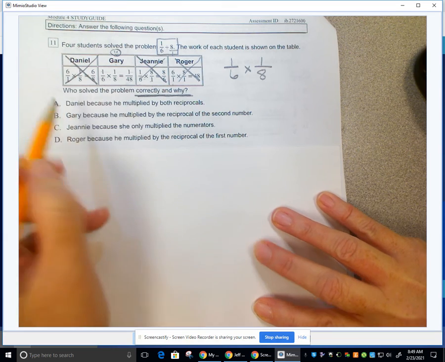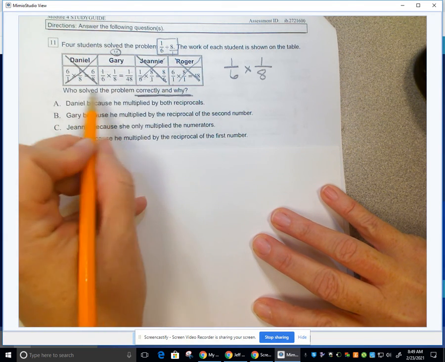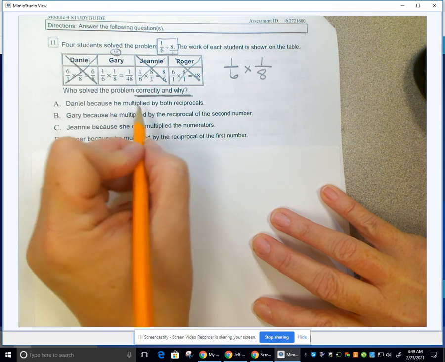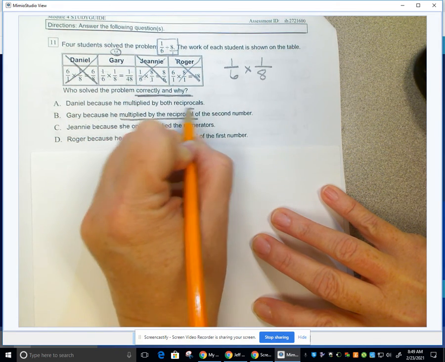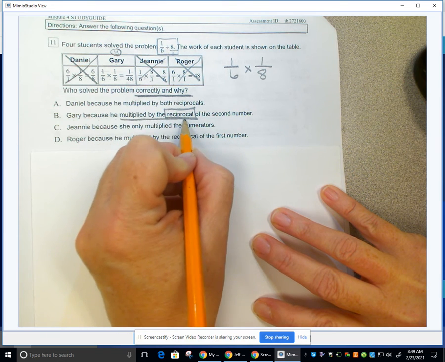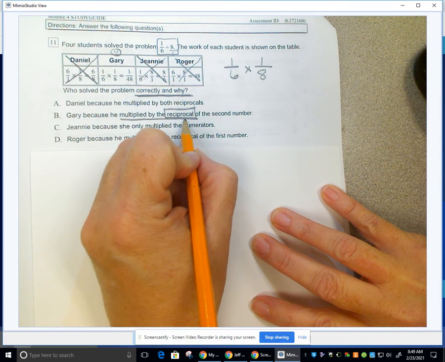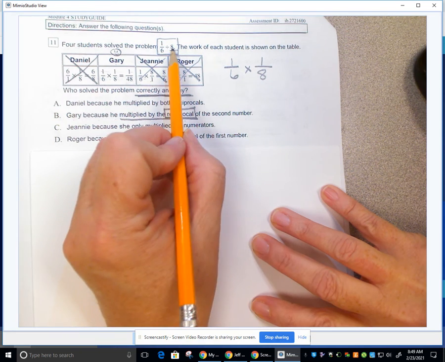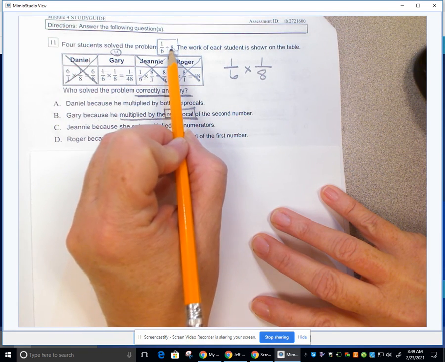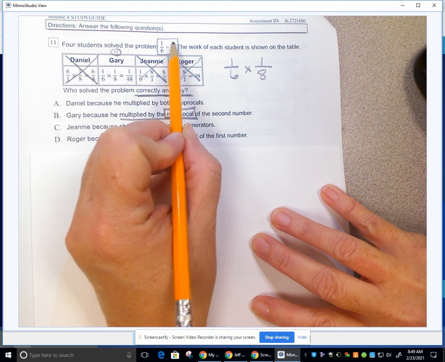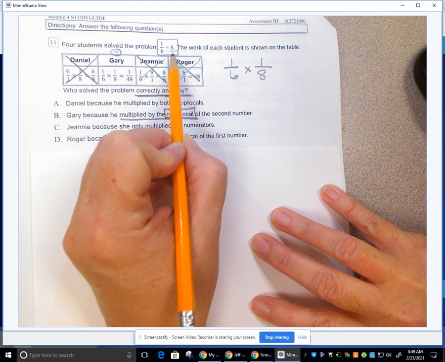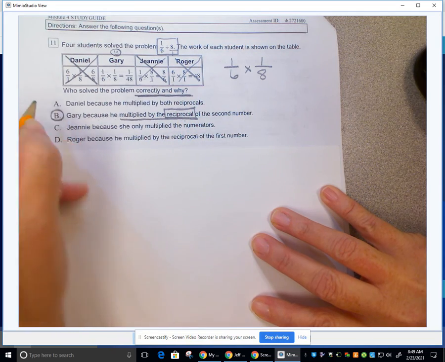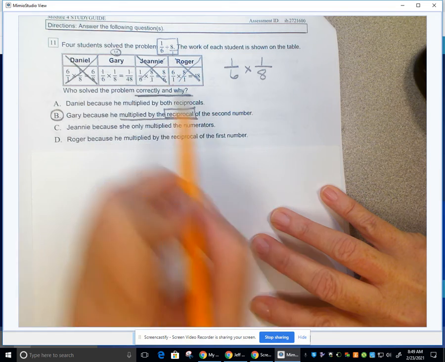So let's look at what Gary says. Who solved the problem correctly? Gary, because he multiplied by the reciprocal. Remember that word reciprocal? Remember that means opposite. He multiplied by the opposite of the second number. Remember, the second number was 8, but the opposite, the reciprocal, means you flip it. So instead of 8 over 1, it becomes 1 over 8. So that's why I like Gary's answer, because he used the reciprocal.